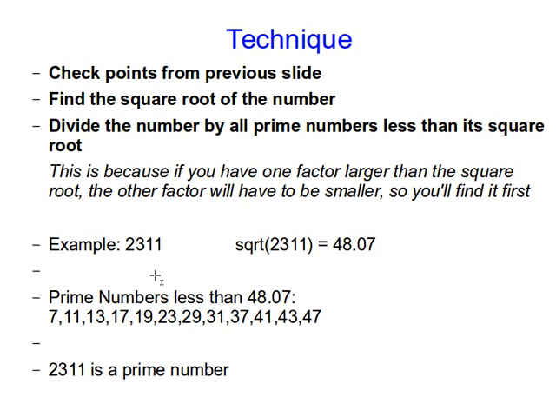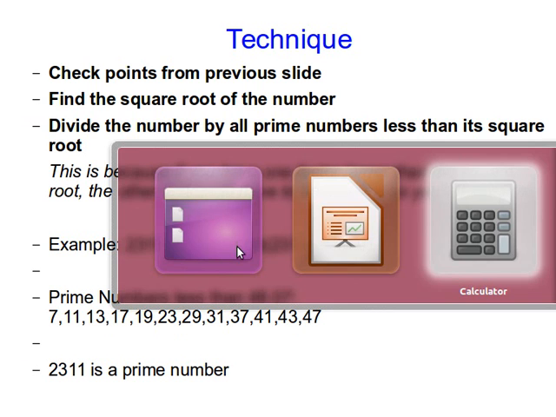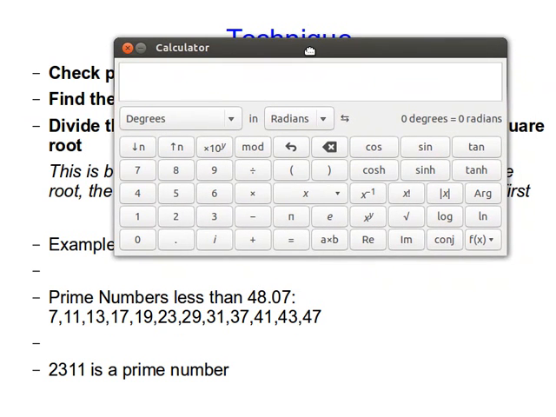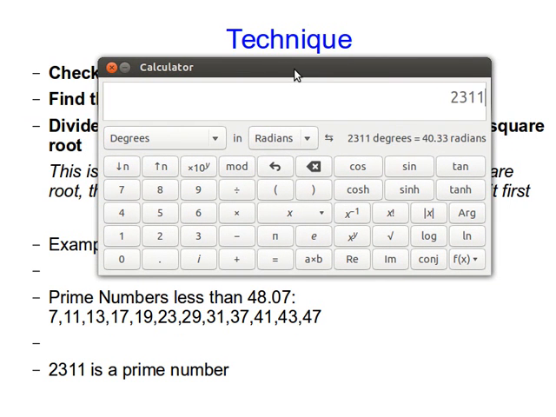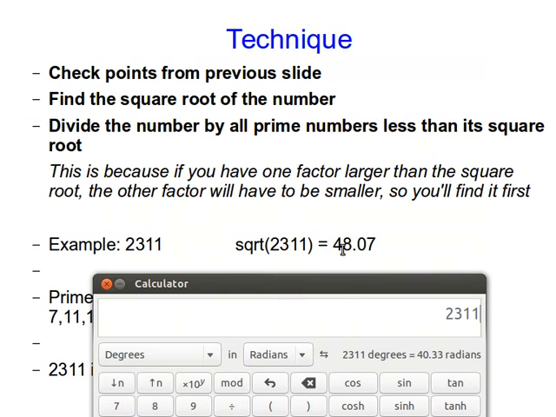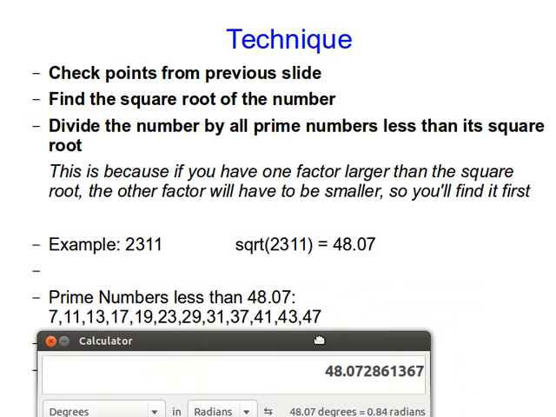So enough talking. Let's take an example. Let's see whether the number 2311 is prime or not. We can use a calculator, as you can see here, and we take the square root of that number. The square root here is 48.07. And then we try to divide by the prime numbers which are less than that.